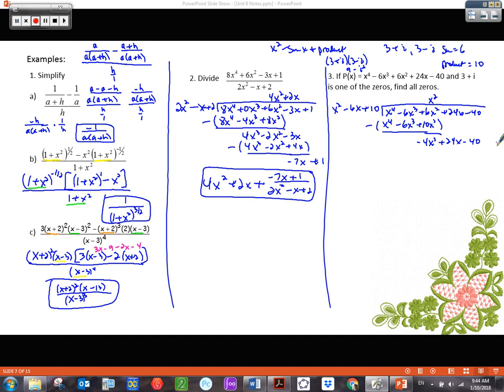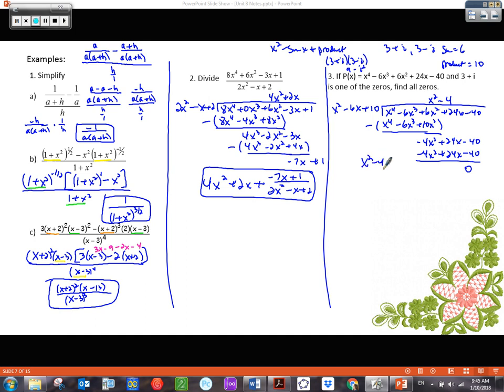We go again. x squared goes into negative 4x squared. Negative 4 times x squared is negative 4x squared. Negative 4 times negative 6 is a positive 24x. Negative 4 times 10 is negative 40. And we have a 0 remainder, which we should, because those are factors. That quadratic is a factor. So this is what I have left over right here. I would set that equal to 0 to find the zeros, wouldn't I? That's all I would do.